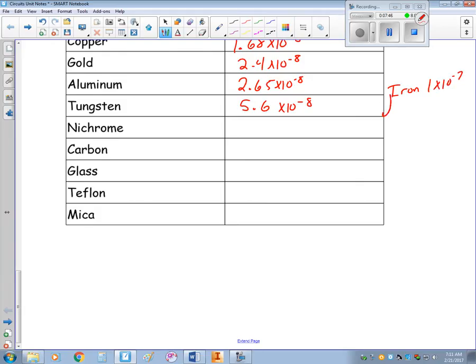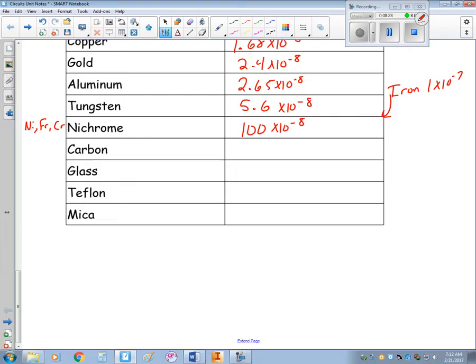That kind of goes right here. So iron is more resistive than tungsten. Nichrome. This is an alloy of nickel, iron, and chromium, I believe. And that alloy has a resistivity of 100 times 10 to the negative 8th, or I guess you could say maybe 10 times 10 to the negative 7th.